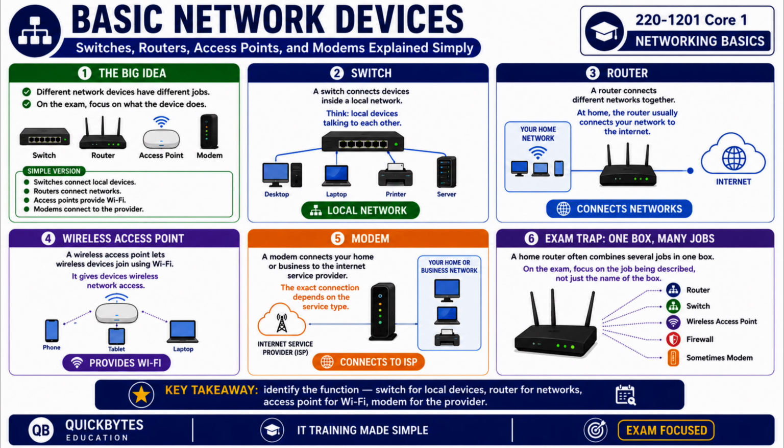Now let's connect the hardware. A switch connects devices inside a local network. A router connects different networks together. In a home, the router usually connects your home network to the internet. A wireless access point lets wireless devices join using Wi-Fi. A modem connects your home or business to the internet service provider, depending on the connection type. Simple version: switches connect local devices, routers connect networks, access points provide Wi-Fi, modems connect to the provider.